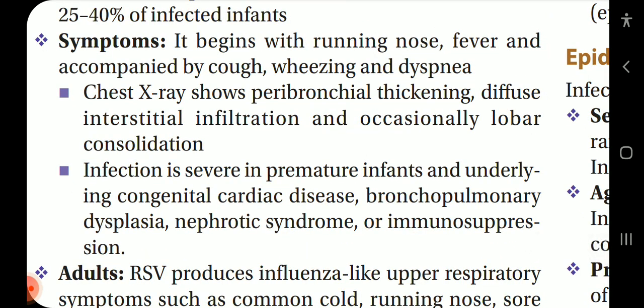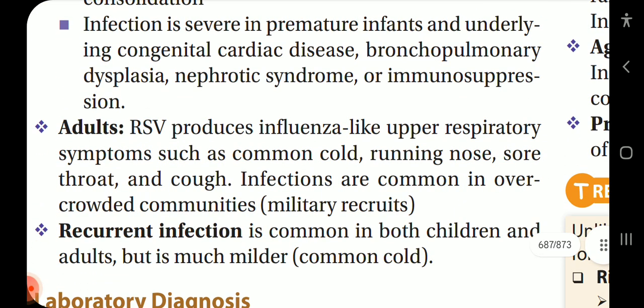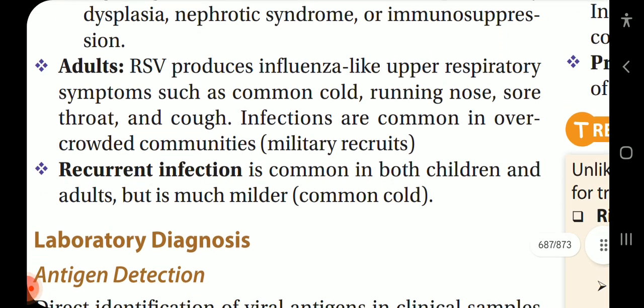Symptoms: it begins with running nose, fever, accompanied by cough, wheezing, and dyspnea. Chest X-ray shows peribronchial thickening, diffuse interstitial infiltration, and occasionally lobar consolidation. Infection is severe in premature infants and those with underlying congenital cardiac disease, bronchopulmonary dysplasia, nephrotic syndrome, or immunosuppression.